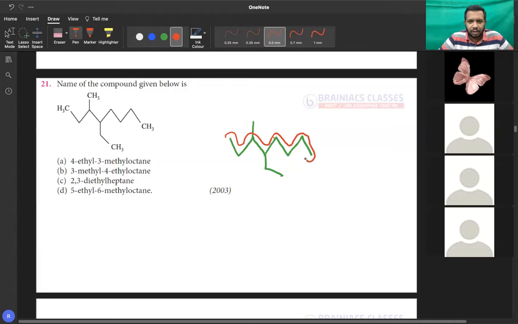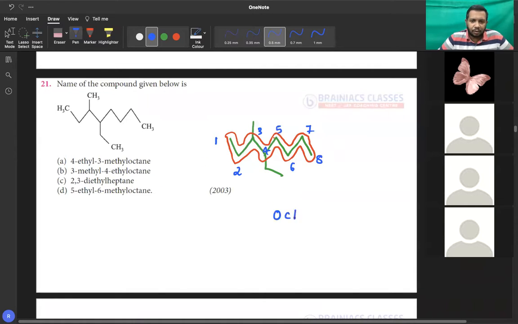Okay, I have chosen the long continuous parent carbon chain. Now I should number it. If I go from right to left, the substituents will get higher numbers. But if I go from left to right, they get the minimum possible numbers. So 3, and this is 4, 5, 6, 7, and 8. So we know it is 8 carbon atoms.